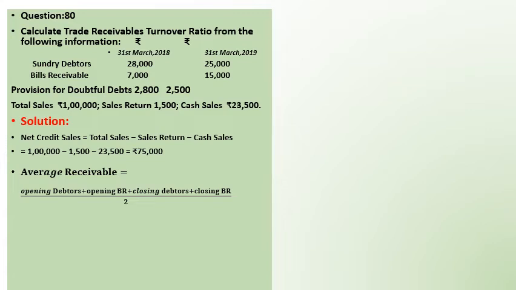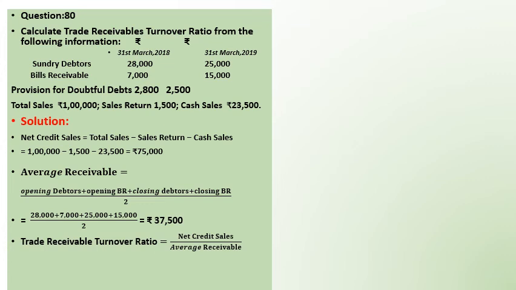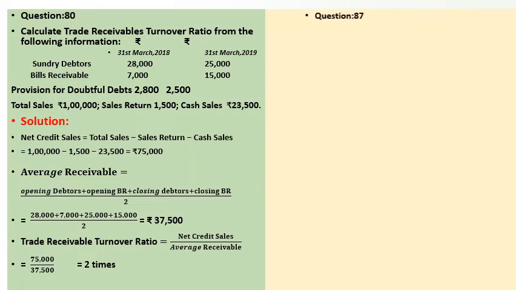Provision should be ignored. I said it in the formula part that if provision for doubtful debts is given, you are not supposed to consider that part. So now just taking opening and closing debtors and bills receivable divided by 2, we have 37,500. And the debtors turnover ratio or bills receivable turnover ratio, trade receivable turnover ratio, is therefore net credit sale by average receivable, which is equal to 2 times.